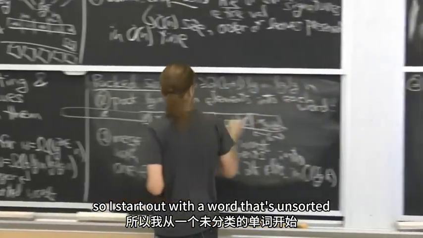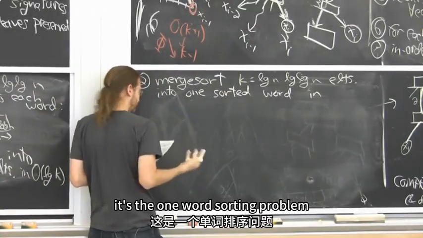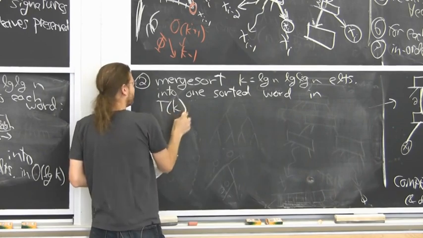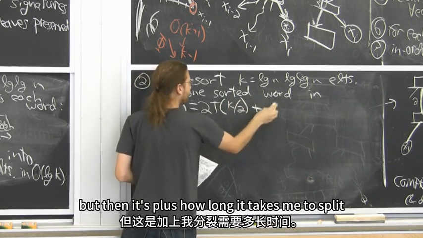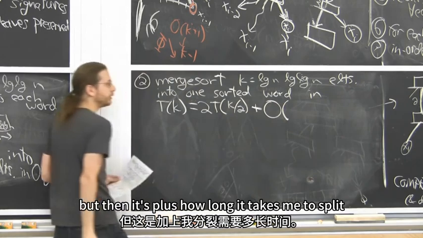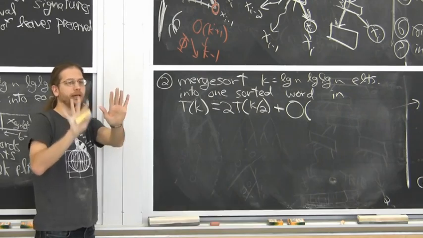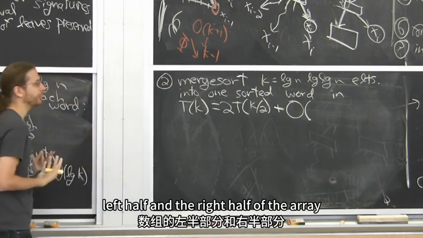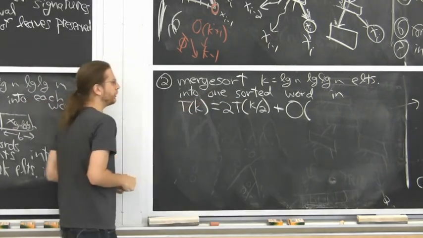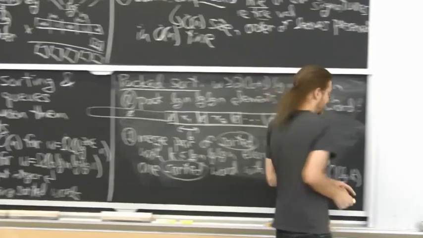So I start out with a word that's unsorted. I do merge sort, and I sort them. Okay, so this is not the whole sorting problem, but it's the one word sorting problem. So how long does this take? Well, it's the usual merge sort recurrence, plus how long it takes me to split the word. Well, splitting a word is easy. You just mask out the low end or the high end, and then maybe shift over. So in constant time, I can get the left half and the right half of the word. Then the hard part is merging them, and that takes log k.